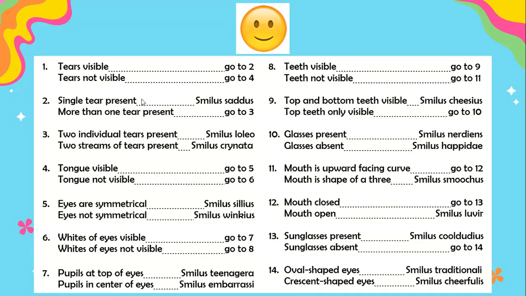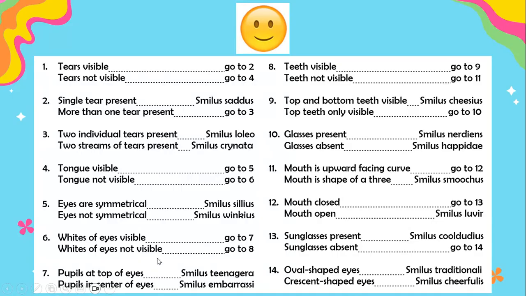So we could do this first one together. This is the first smiley face or emoji on your paper. So starting with 1, tears visible or not visible. So no tears, so we go to 4. Tongue, visible or not visible. Don't see the tongue, so we go to 6.